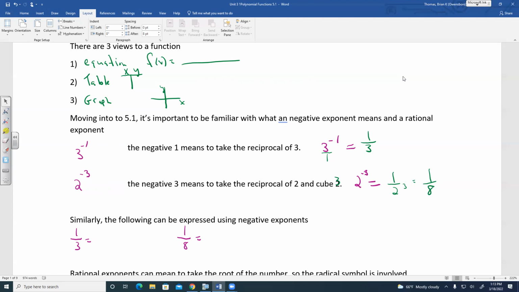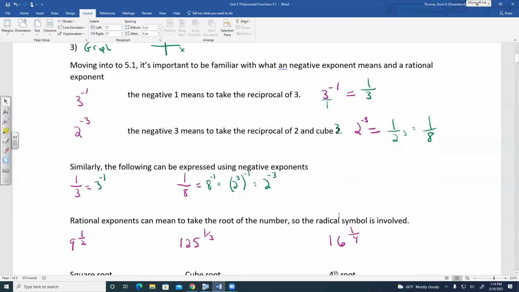So similarly, the following can be expressed using negative exponents. If we have a fraction like 1 over 3, we can actually rewrite that using a negative exponent, 3 to the negative 1. Those are equivalent. They mean the same thing. If I have 1/8, notice how I can write this as 8 to the negative 1. But then 8 is the same thing as 2 cubed raised to the negative 1. And when you have a power to a power, we actually multiply those 2 exponents. And that becomes then 2 to the negative 3rd. So those are equivalent. So 1/8 can actually be expressed using a negative exponent.